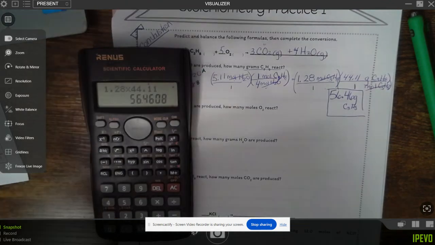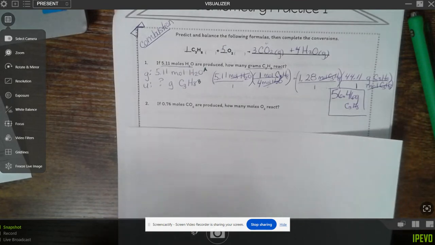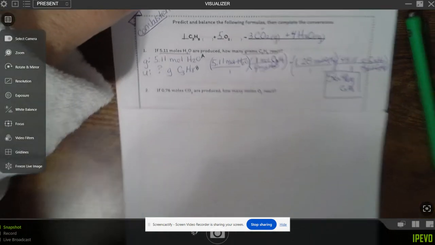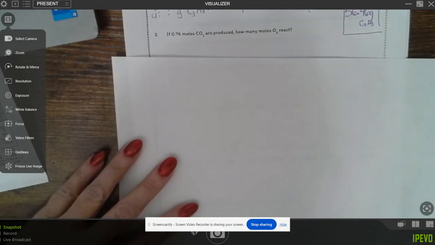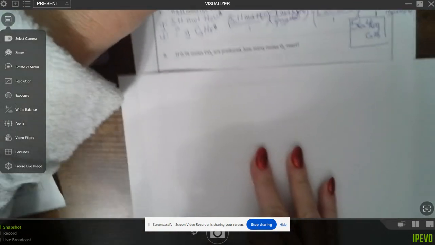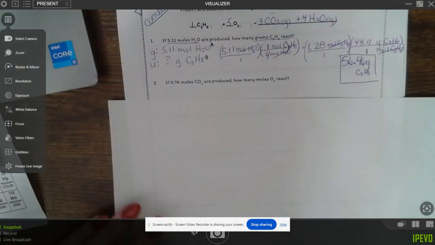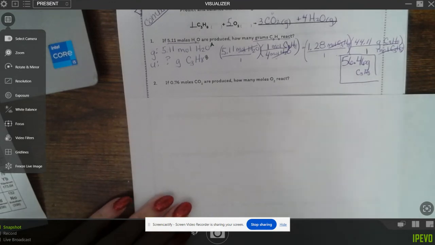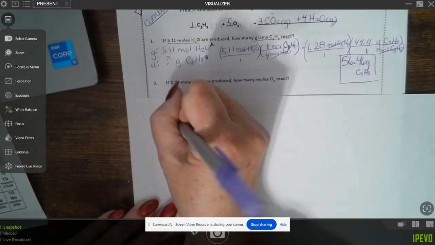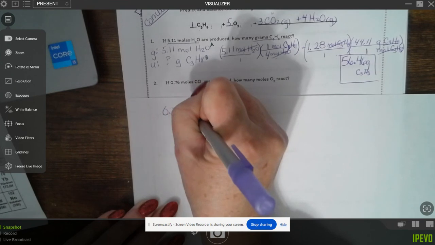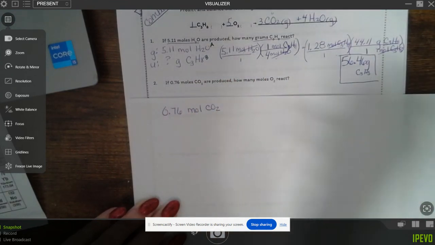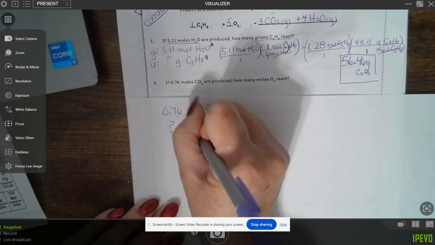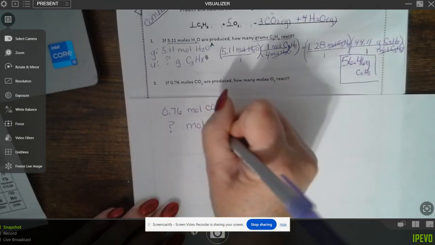All right. I'm going to get a little bit of scratch paper so I can write a little bit bigger so you guys can see what we're doing. All right. So, second problem says we're given 0.76 moles of carbon dioxide, and it's asking us how many moles of O2.